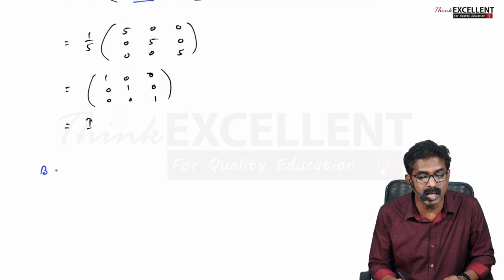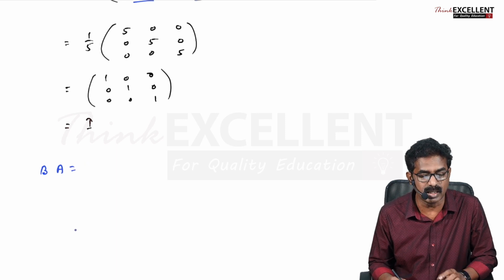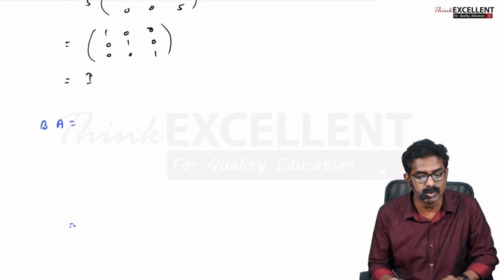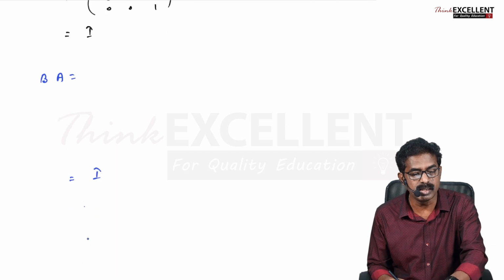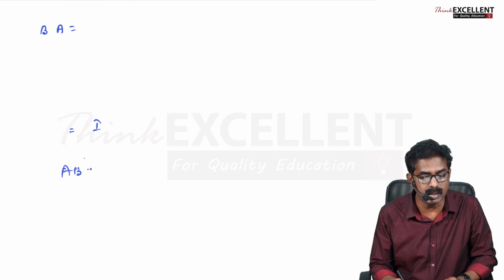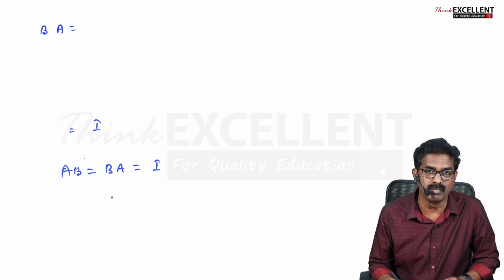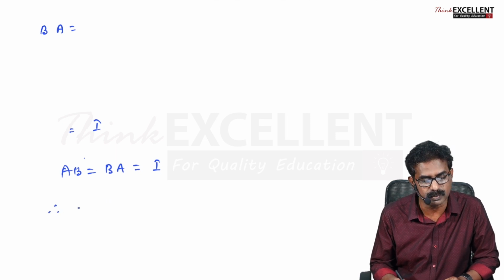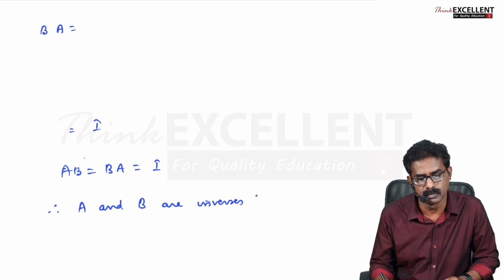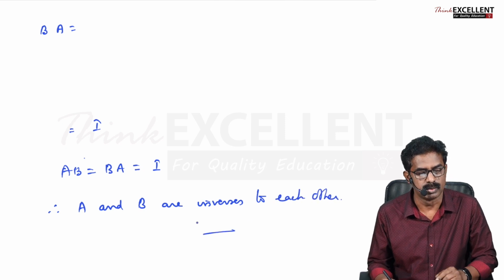You find B into A also. You change the order, that's all. See that you are getting I there also. So you know how to multiply. Once you are getting AB equal to BA equal to I, you can say A and B are inverses to each other. Okay, so hope you understood that.